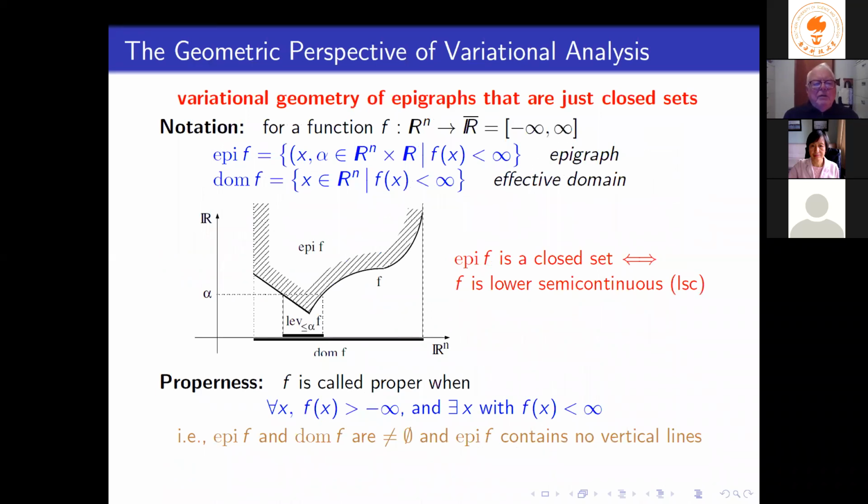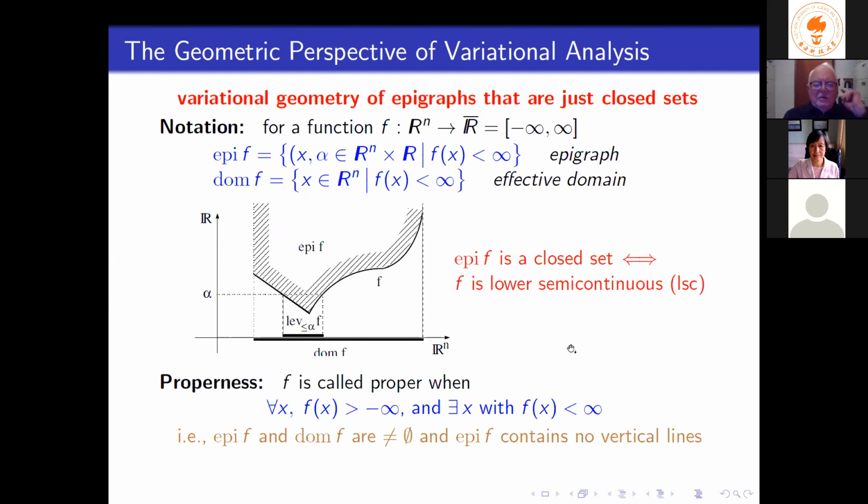I use epi for the epigraph of the function and dom for the effective domain. And we see the geometry here. The domain is the projection of it. And the nice little fact of geometry is that the epigraph is a closed set if and only if this function f has a classical condition called lower semi-continuity, which corresponds to the level sets of this kind being closed.